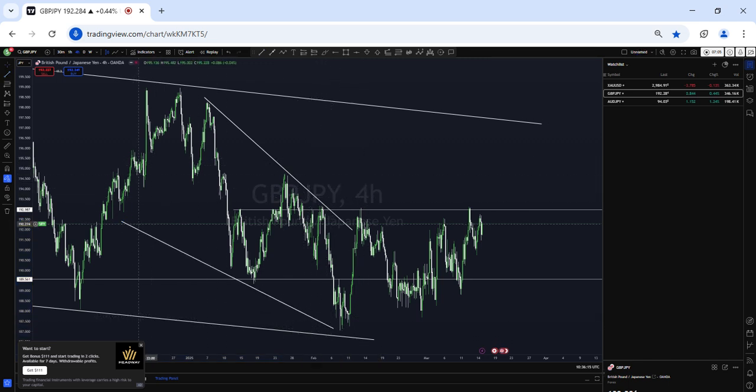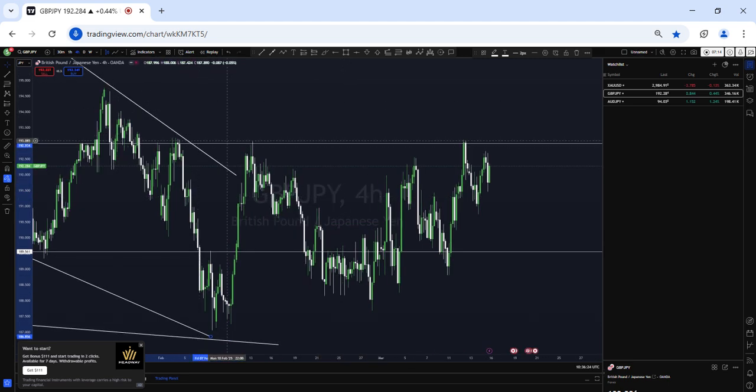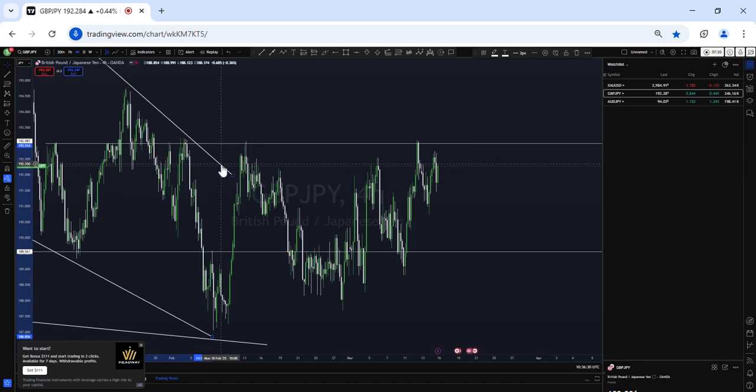On the 4 hour is where you start to spot your patterns, because we are looking for a very good entry. Weekly and daily are for your trend identification. 4 hour and 1 hour are for your patterns. Then 30 minutes and 15 minutes are for candlestick confirmation.